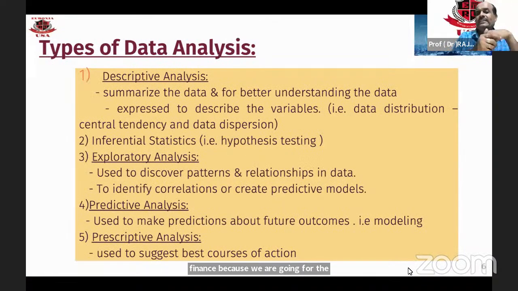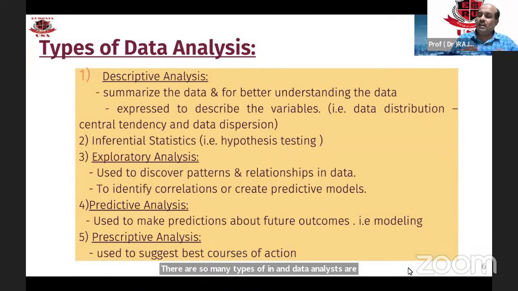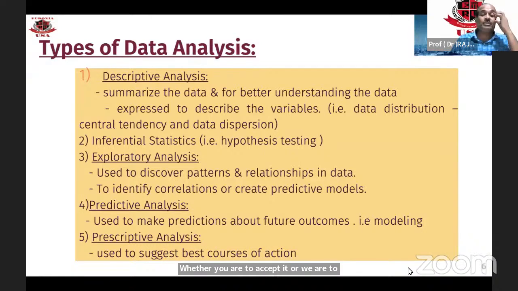There are so many types of data analysis. As usual, whichever data is there, we first go for descriptive analysis, just to describe it and understand the data. Otherwise, we will not come to know the data distribution. Next, central tendency, data dispersion. Next, we can go for inferential statistics. This is very important for hypothesis testing, whether you have to accept or reject the null hypothesis, whether it is true or false.